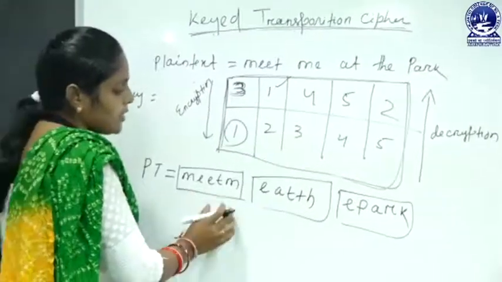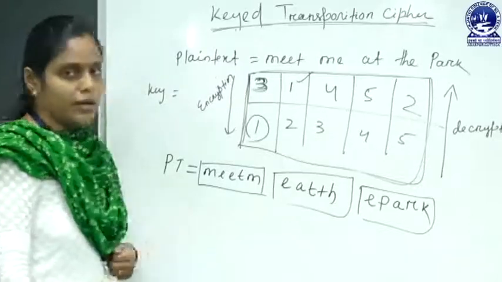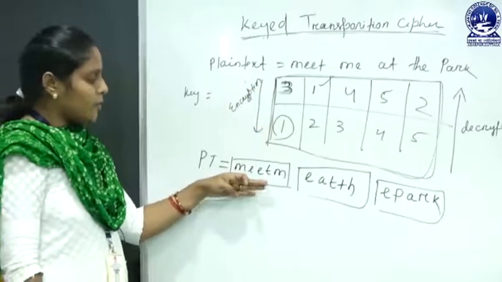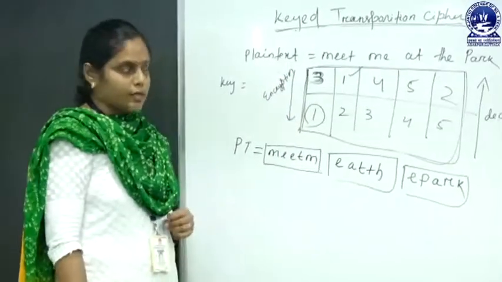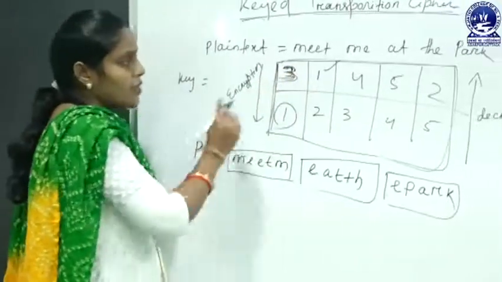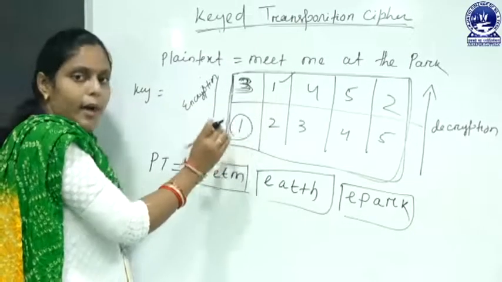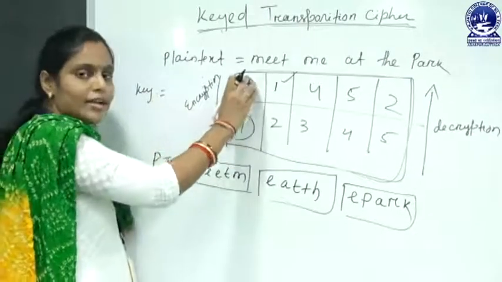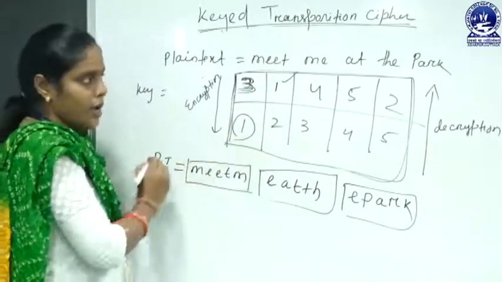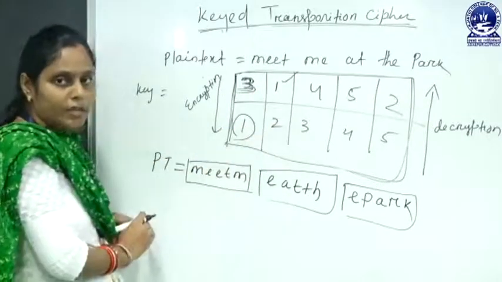Now these are the blocks of our plain text containing 5 characters. I am using this key to encrypt this plain text to the ciphertext. Here the key, that means here the 3 means the third character of our plain text becomes the first character of our ciphertext. And here the first character of our plain text becomes the second character of our ciphertext.